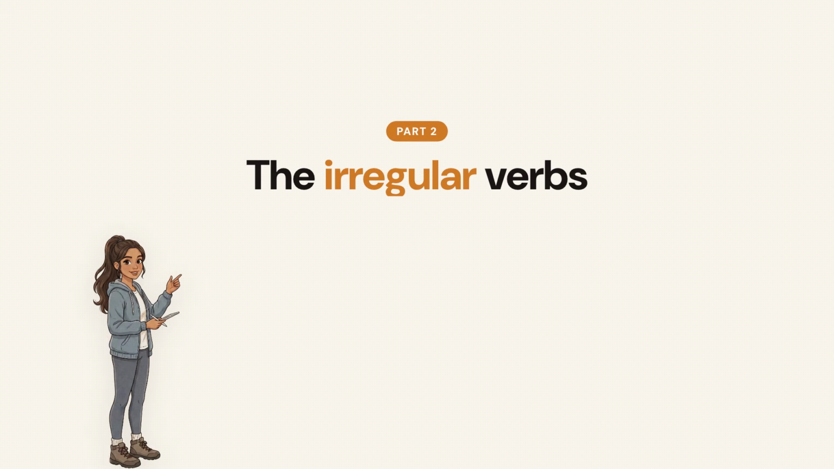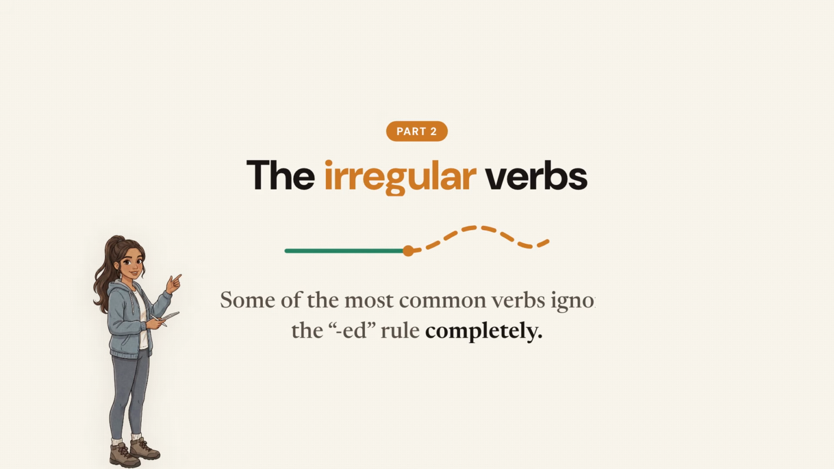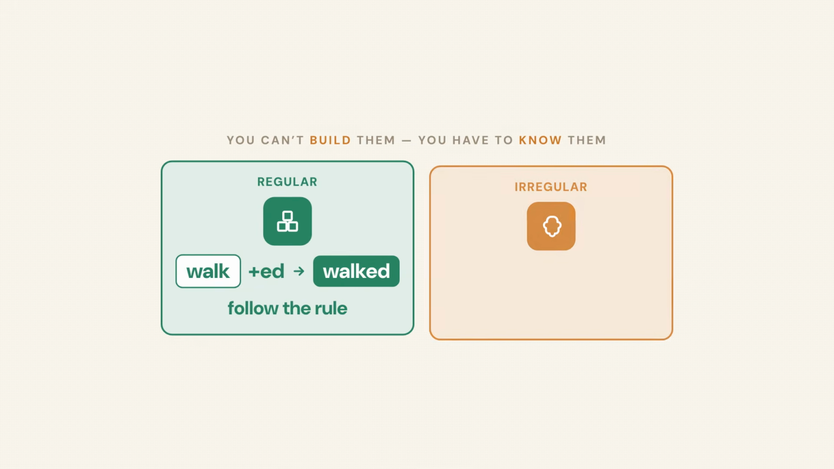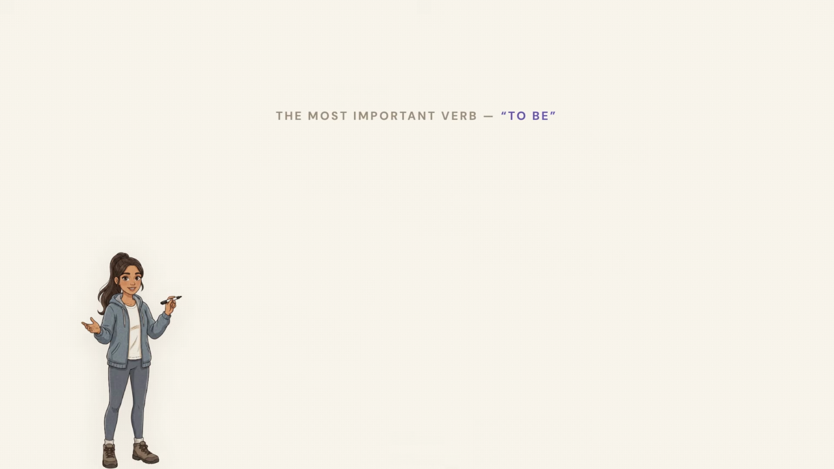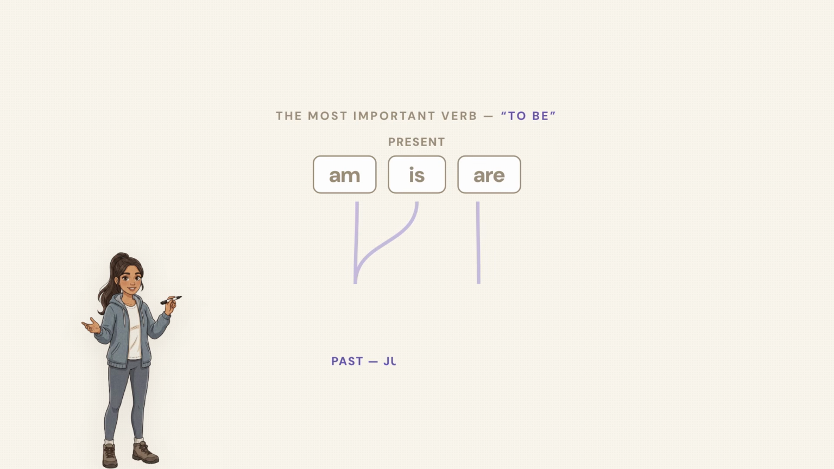Now the part everyone loves to complain about. Some of the most common verbs in English ignore the ed rule completely. We call them irregular. You can't build them. You have to know them. We will start with the most important verb, the verb to be. In the present, it's am, is, are. In the past, it shrinks down to just two words, was and were.